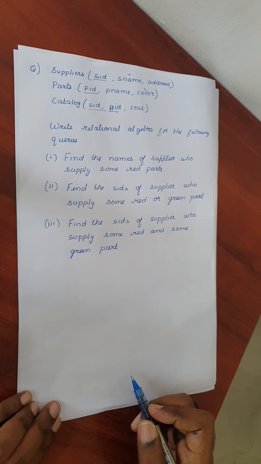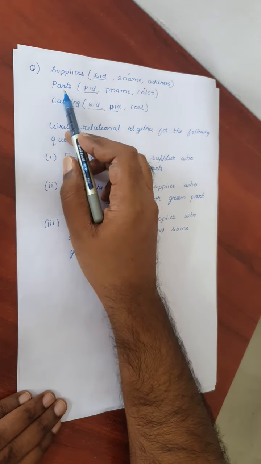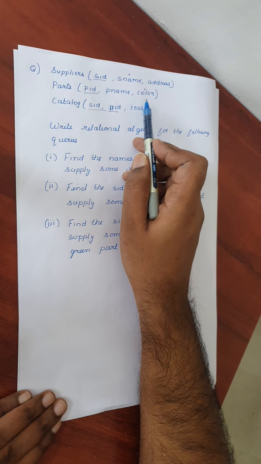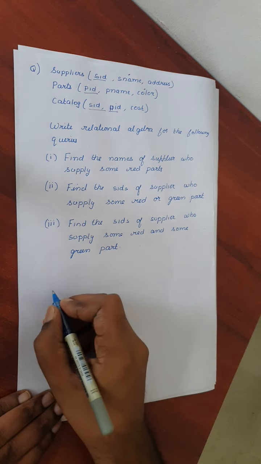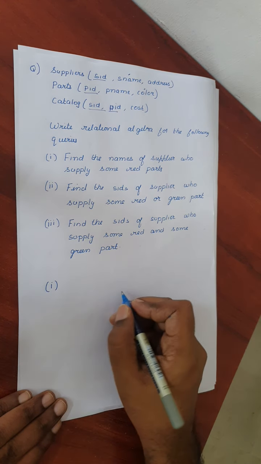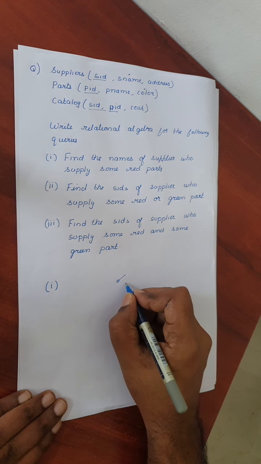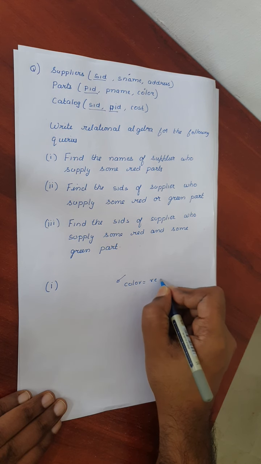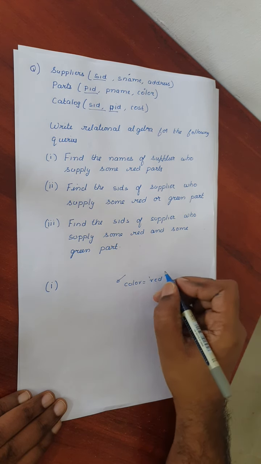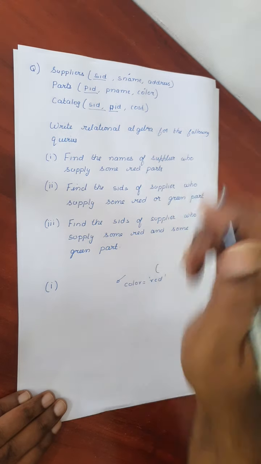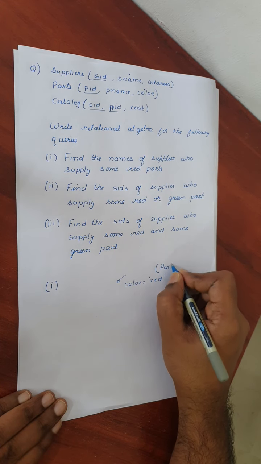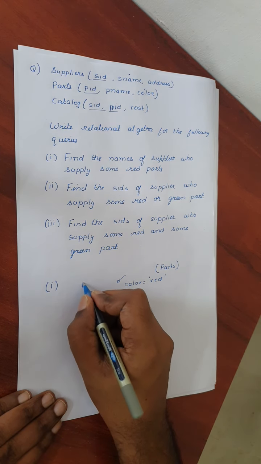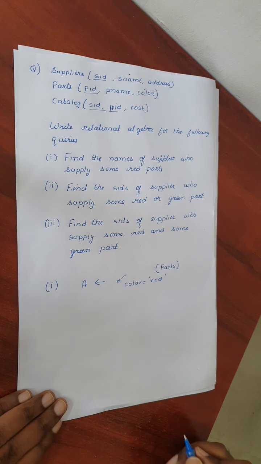That tuple has to be selected. So from this parts relation, I will select the tuple with the color red. That is my first task. So for the first question, we will select color equal to red, which is from the parts relation. We have selected that. This will be our first intermediate relation.